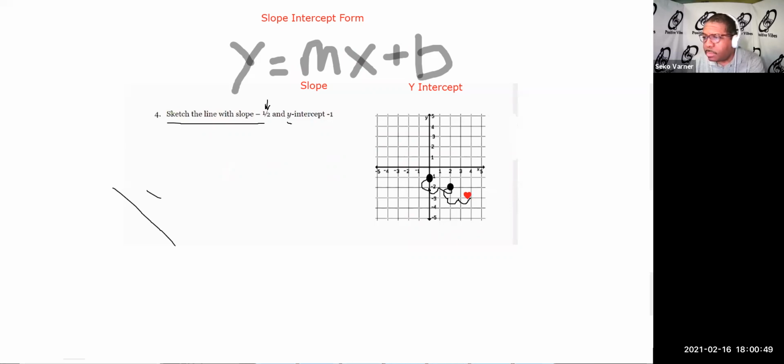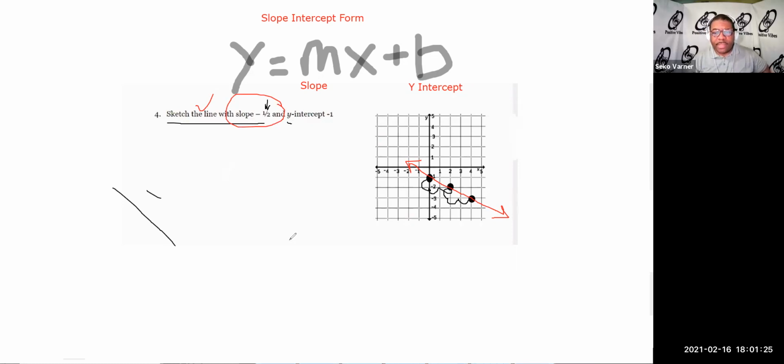Whoop, wrong one. I'll put a heart there. That's crazy. Okay. And now it says to sketch a line. So I'm going to sketch a line that goes right through all three of those. I think I'll use a different color. My line is going through all three of those. All right, so I did this. I sketched the line. It has a slope of -1/2 and y-intercept of -1.